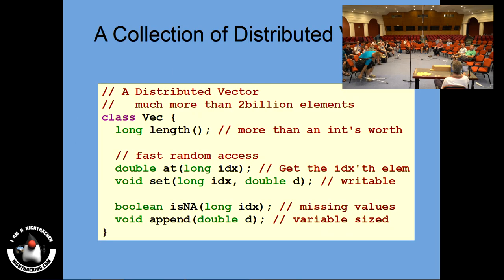Okay, so again, like I said, I'm going to go fast, but you know, back me up if you want, but this should hopefully be straightforward. I have the first notion of an array. It's very large, it's longer than an int's worth, so it's distributed because it's too big. And I have an add, I have an at and a set to get and set elements. For the math I'm doing, I need a missing element value. There's a notion of a poison missing thing, right? And a variable size, I can append elements on the end or in the middle anywhere I want.